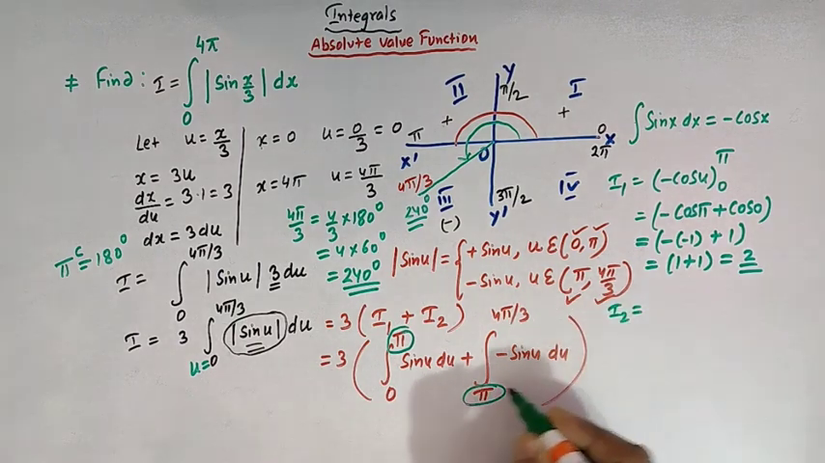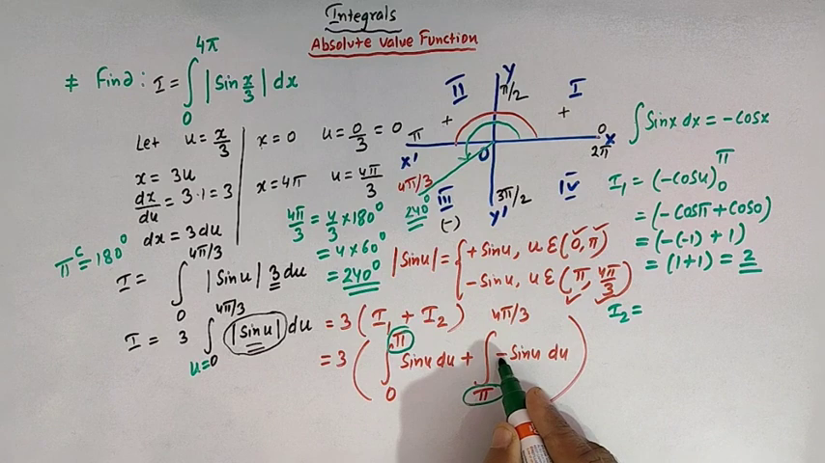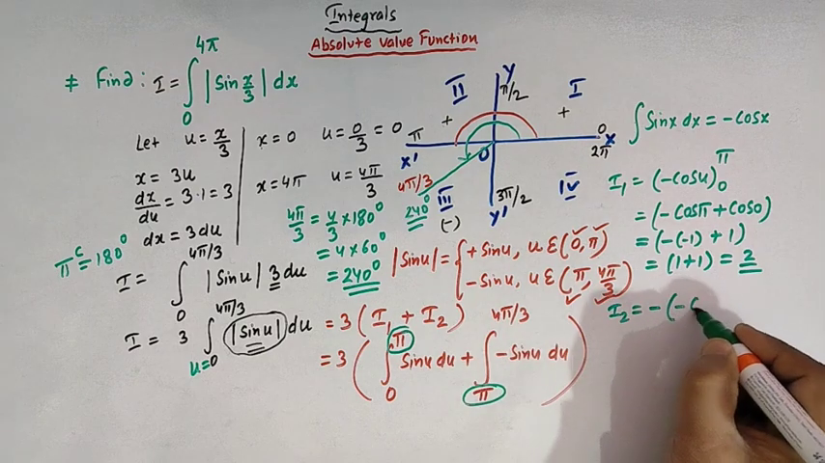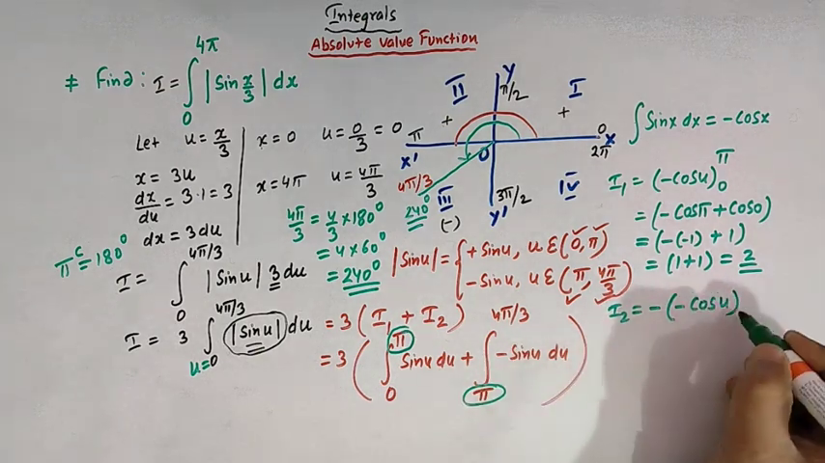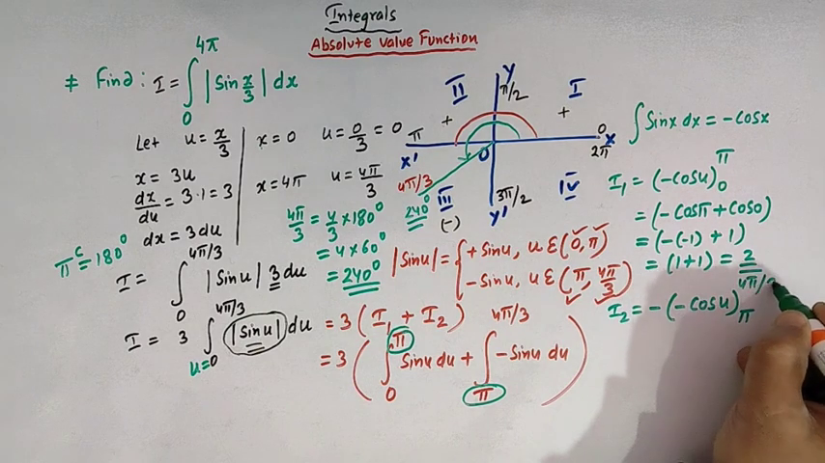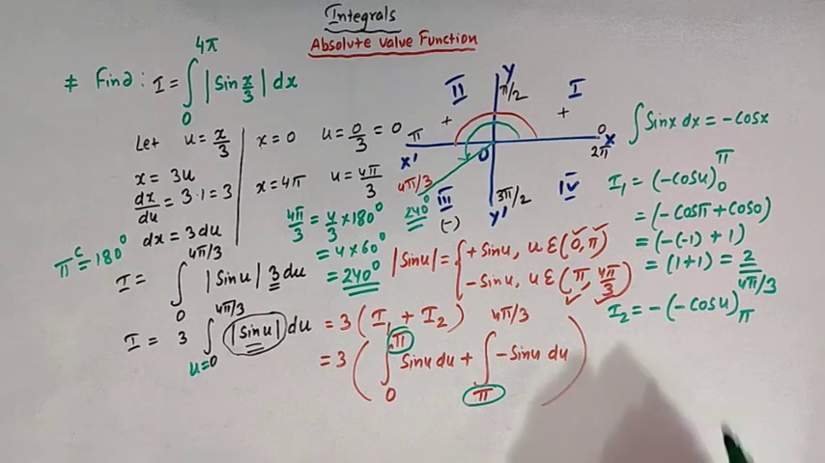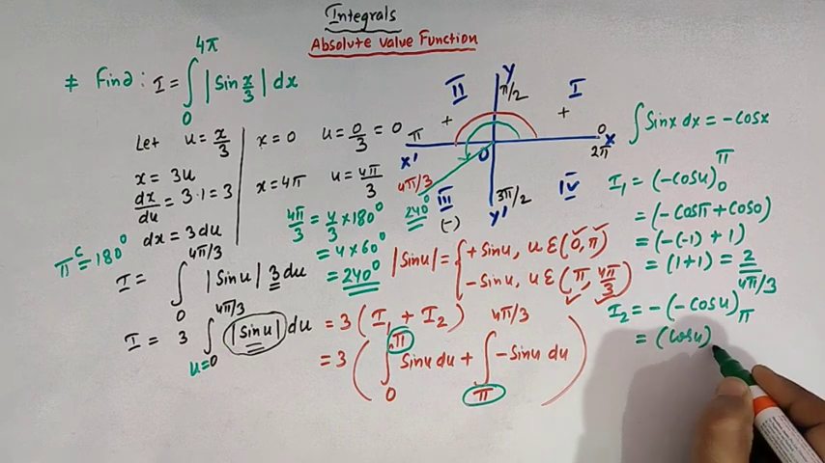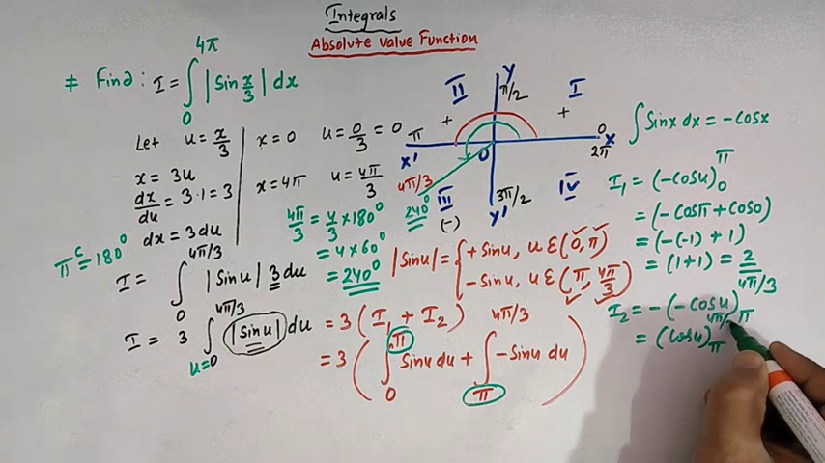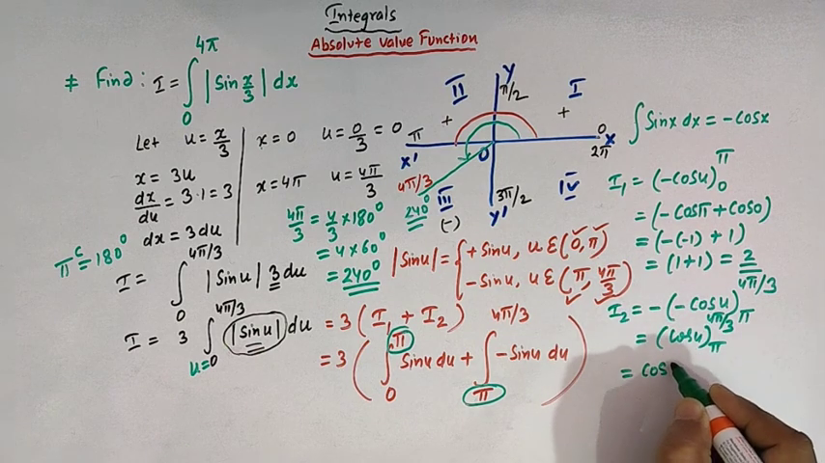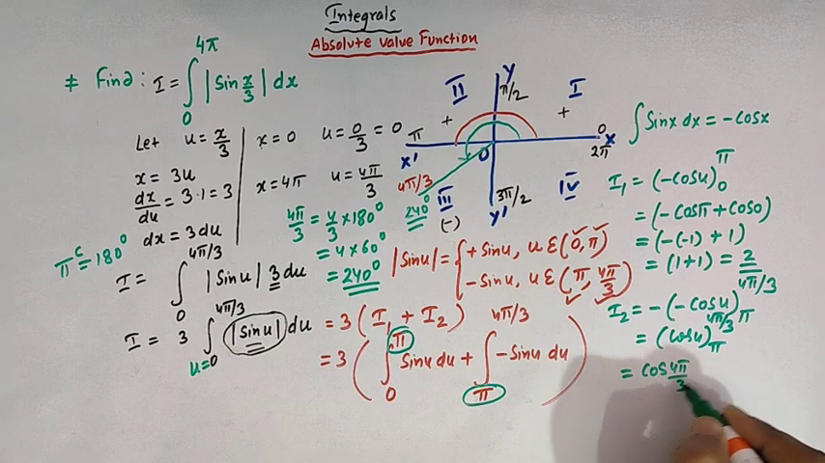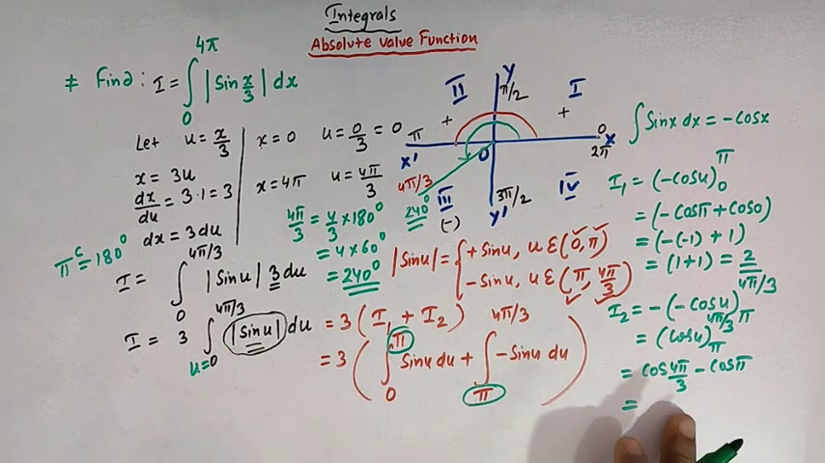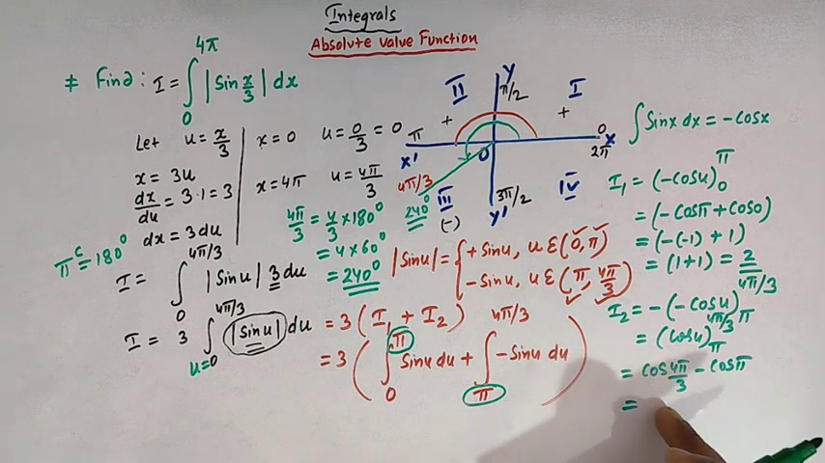Now I2 can be obtained as follows. Here we have the negative sign. If we take this negative sign outside, then the integral of sine u is minus of cos of u, and limits are from pi to 4 pi by 3, right? Now this negative and this negative become positive. So we have cos of u, and limits are from pi to 4 pi by 3. Now let us substitute the limits. So here we have cos 4 pi by 3 minus cos of pi, and cos 4 pi by 3 can be obtained by making some use of trigonometry.